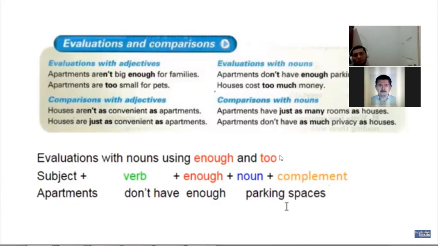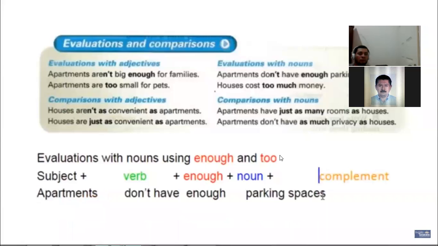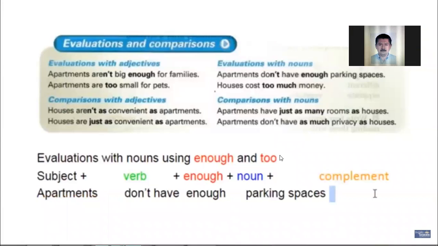spaces. Okay, so the noun is parking spaces, and then you can think of a complement, if you will. So you can include something else there. So for example, what could that be? Don't have enough parking spaces for people, right? That could be the complement, but in this case the noun is parking spaces.